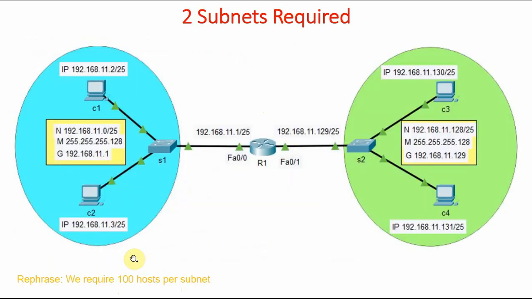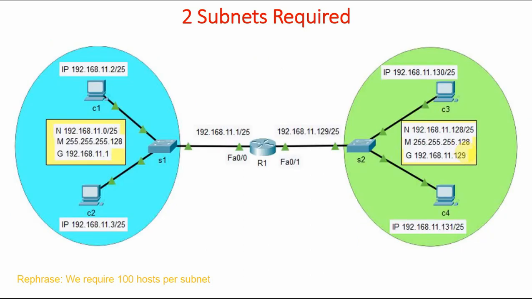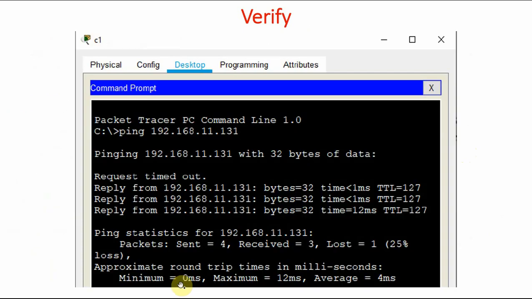192.168.11.0/25, because 8 plus 8 plus 8 plus 1, total 25, so /25 it is showing. And what is our network? 192.168.11.0/25. It is showing this has been subnetted into 2 subnets. This is the first subnet, this is your second subnet. And with this command, you can ping to your system from C1. So it is pinging. So that was the demo of our subnetting, in which we created 2 subnets.